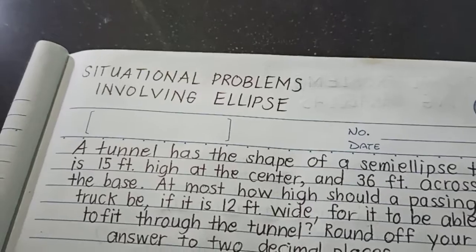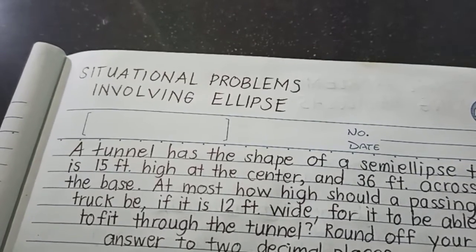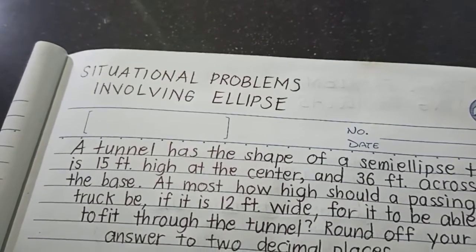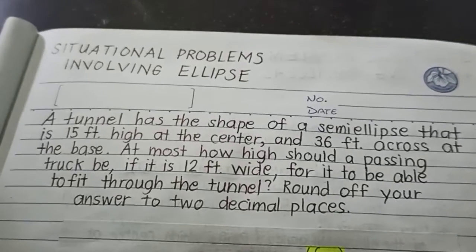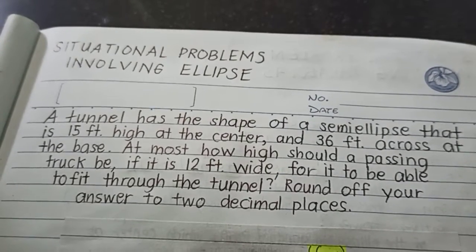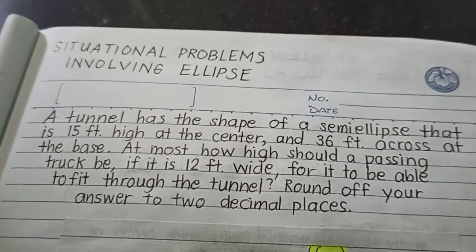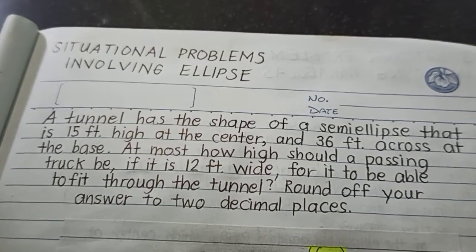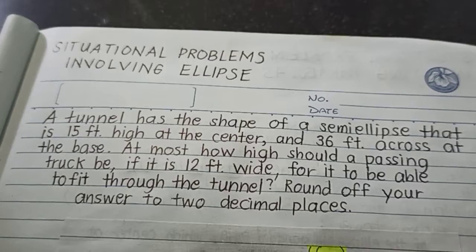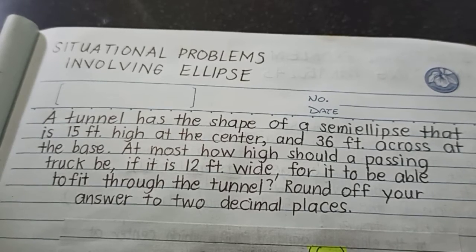Alright, so situational problems involving ellipse. A tunnel has the shape of a semi-ellipse that is 15 feet high at the center and 36 feet across at the base. At most, how high should the passing truck be if it is 12 feet wide for it to be able to fit through the tunnel?